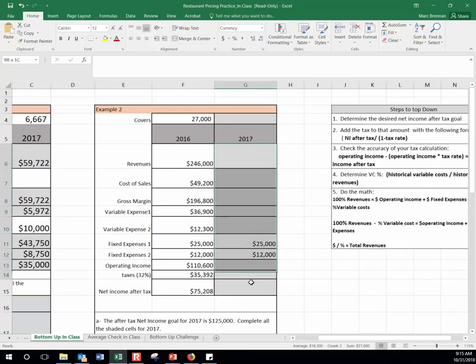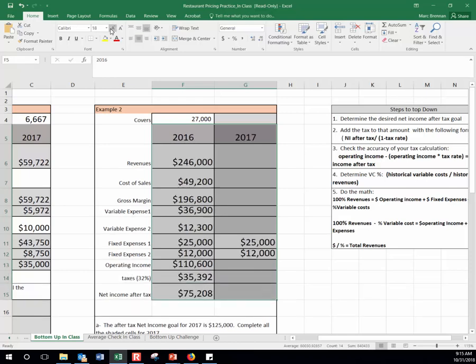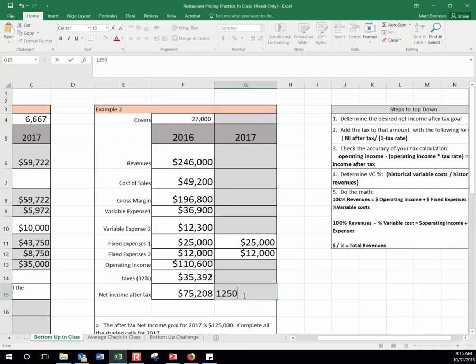For our 2017 in this example, and let's make this a bit bigger, you'll notice that we have numerous variable expenses, numerous fixed expenses. So let's go through this. So our tax goal, our net income after tax goal is $125,000. That's step one. Now we have our tax rate, which is 32%.